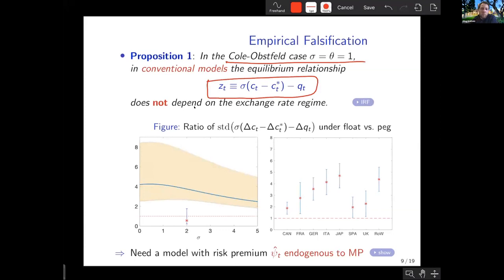And this is what we don't see in the data. In the data, this object changes its properties. I already showed that real exchange rate changes its volatility while consumption does not. And so as a result, this object altogether changes its statistical properties, which rejects this conventional model. So the question is, what do you need to do in a model to actually fix this?